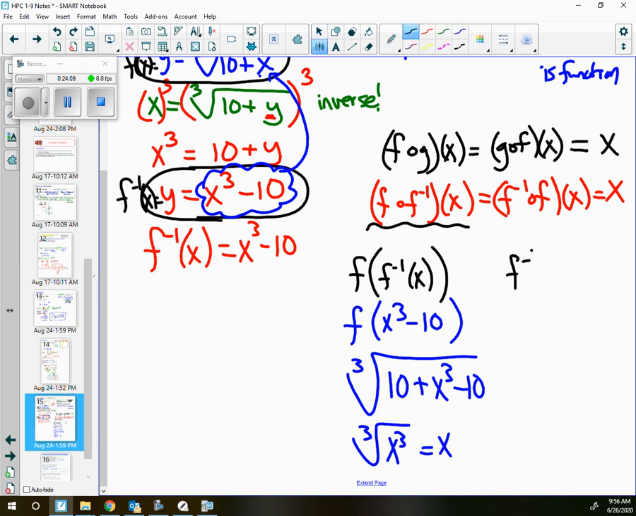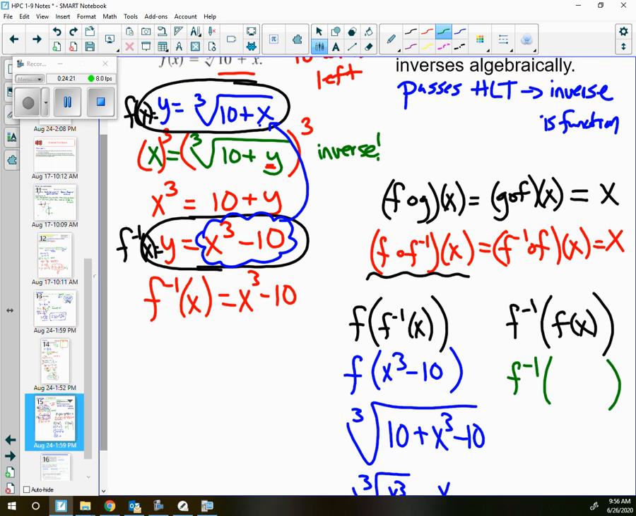Now we're going to do f inverse of f of x. So we're going to compose them in the other order. What does that mean? I'll do a different color here. So I'm going to do green. So that means I'm going to take f inverse and I'm going to substitute in the function f. So I'm going to go the other way. I'm going to take the function f, and I'm going to replace it in for x in the inverse function. So I'm going to be putting the cube root of 10 plus x into the function f inverse, which is this guy right here.